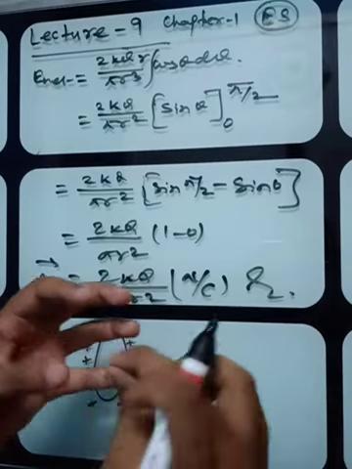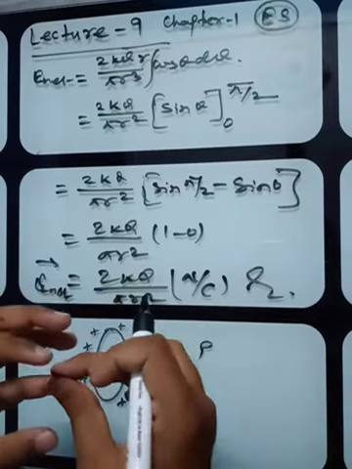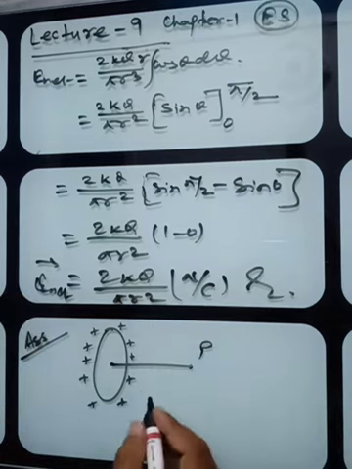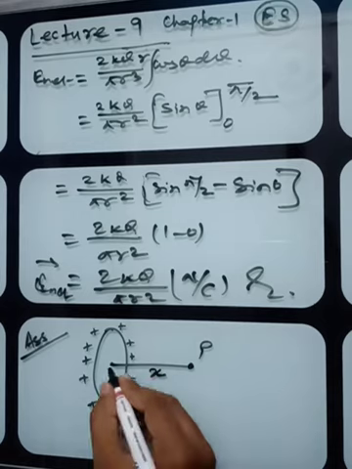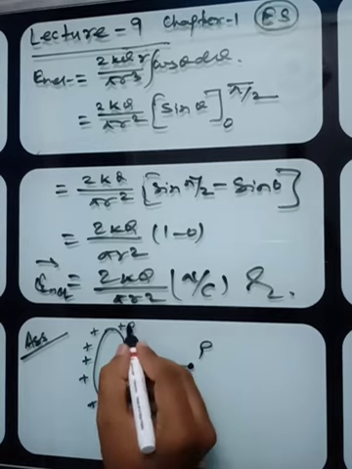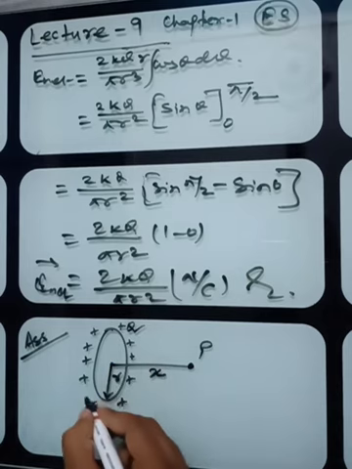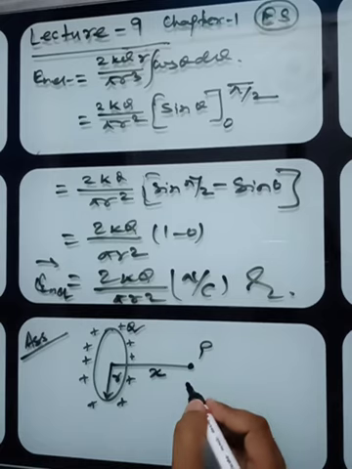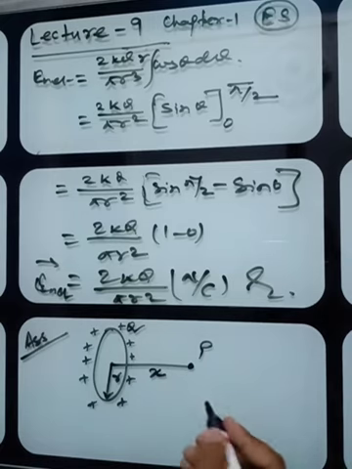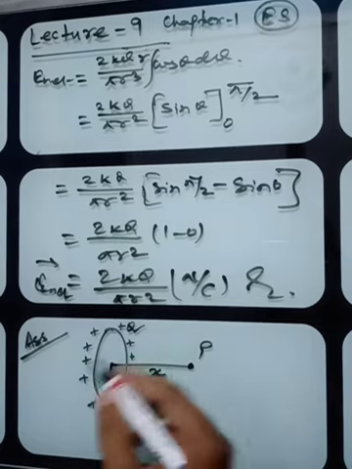I hope you are understanding. From the center at a distance x, you have to find the electric field at point P. All the things are given. Radius is r, charge is plus q distributed over the length of the ring. You have to find the electric field at point P. Okay, students, so try to solve this question.